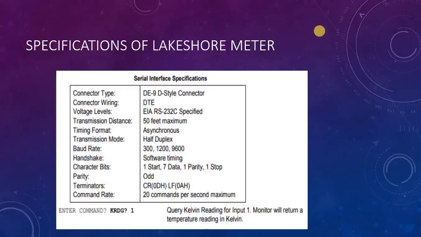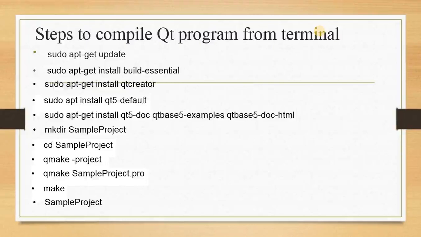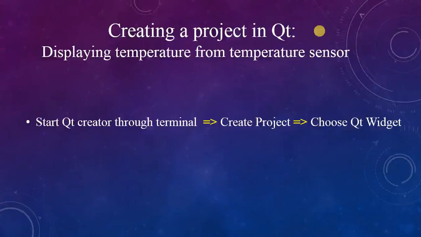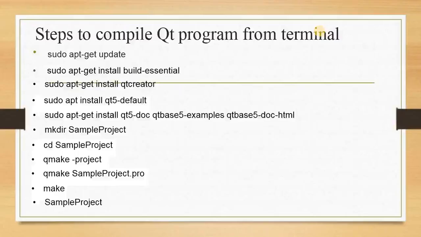Then 1 stop bit. And here the terminators are, whenever you communicate you have to send a terminator, that means over. I have sent it over, so that over is specified by 2 characters, carriage return and line feed. That's what it says. And the command to communicate, to read the first data, is KRDG? space 1.